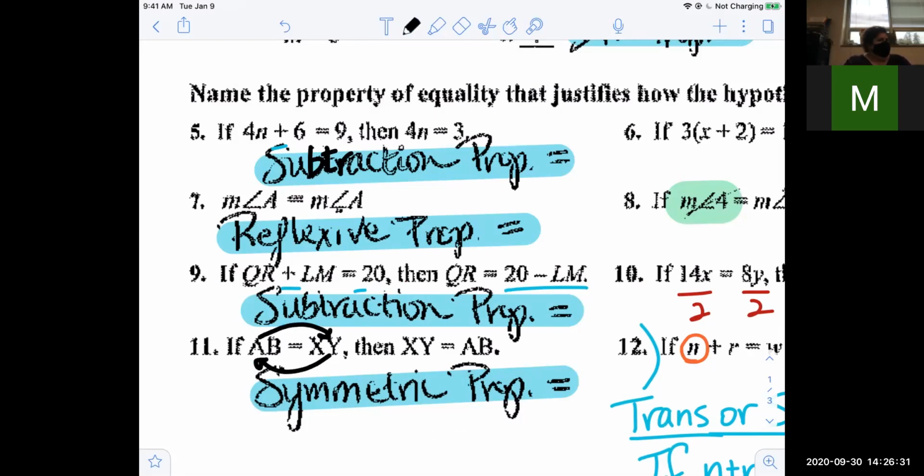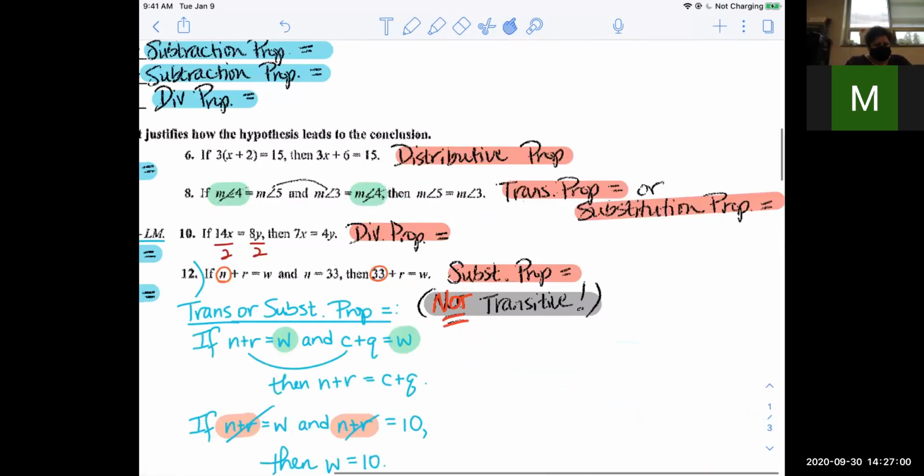Why is number 7 reflexive? Yeah, same exact thing on both sides. Again, you can kind of think of that like, I don't know if I said this very good, I don't think I did. If you look at yourself in a mirror, you see your reflection. So your reflection sounds kind of like reflexive, and it's like the same thing on both sides. You look at the mirror and you're looking back at yourself. Okay, symmetric is switch sides. Reflexive is same thing on both sides.